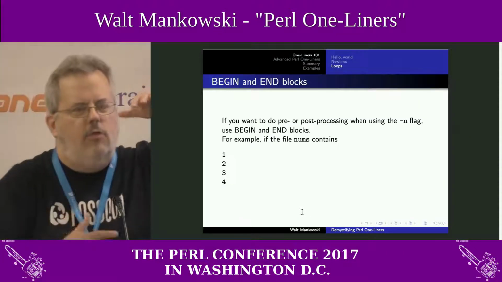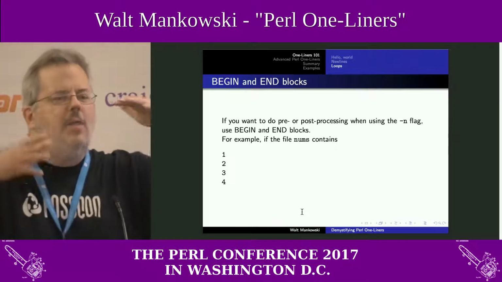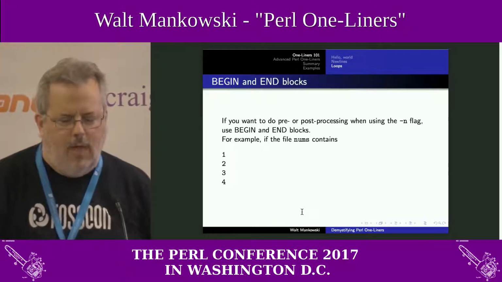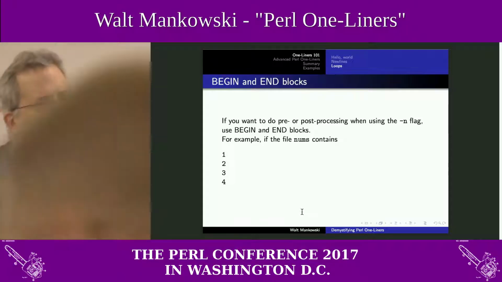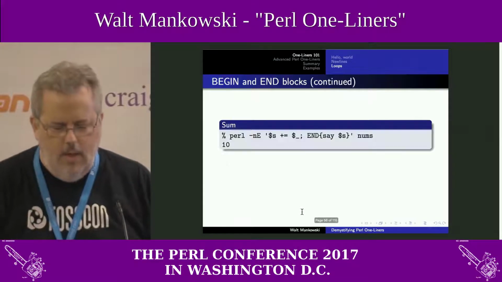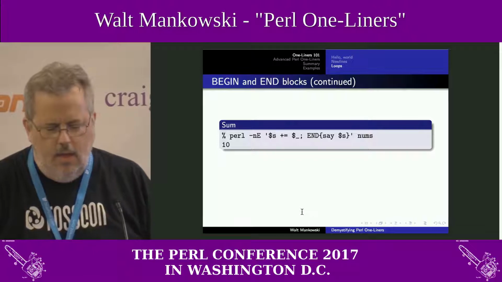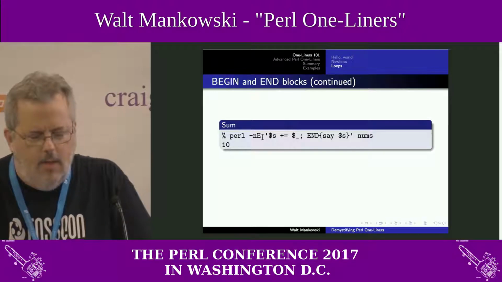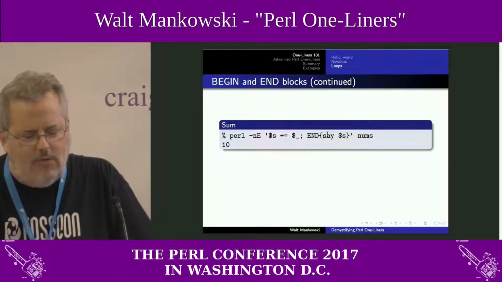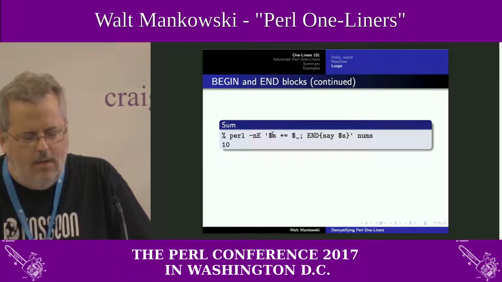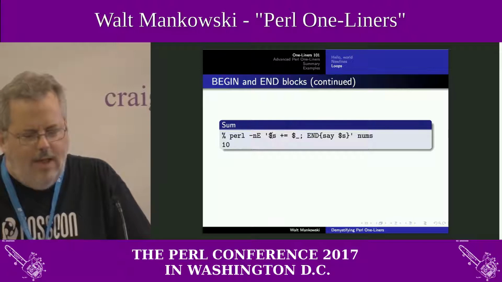Okay, but now you just have this loop. What happens if you want to do some processing that's not in that loop? Well, then you use begin and end blocks. So let's say we just have a simple text file that just has 1, 2, 3, and 4 on 4 lines, right? If we want to add them up, we say -n and then a capital E because I want to say over here, and we just take every one of the lines and keep adding them to $s.